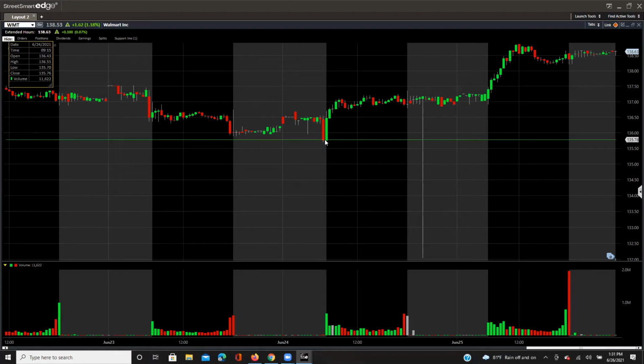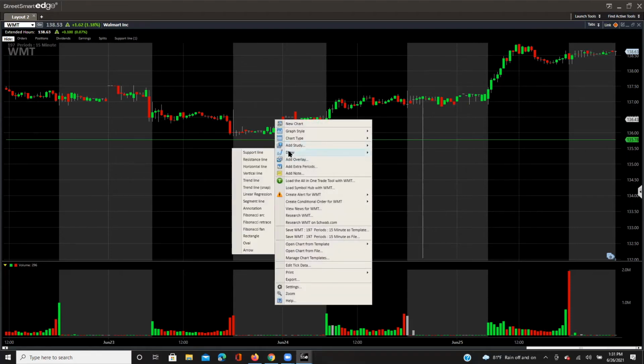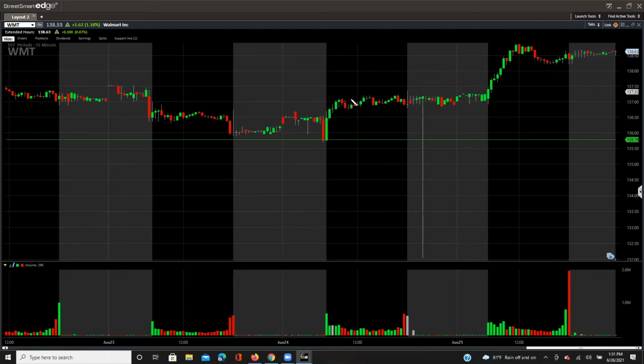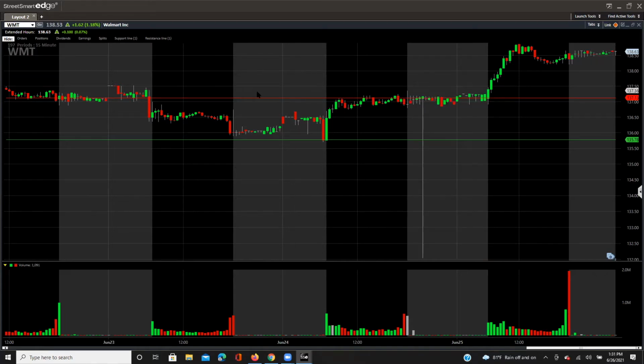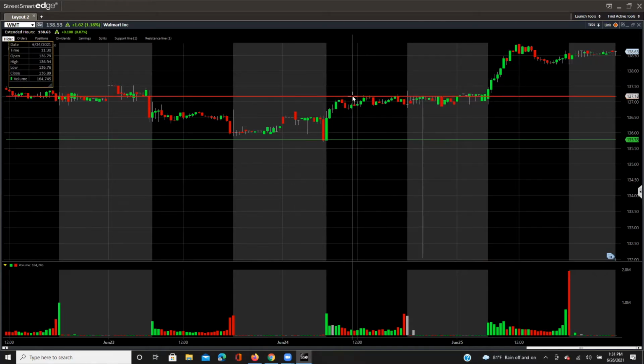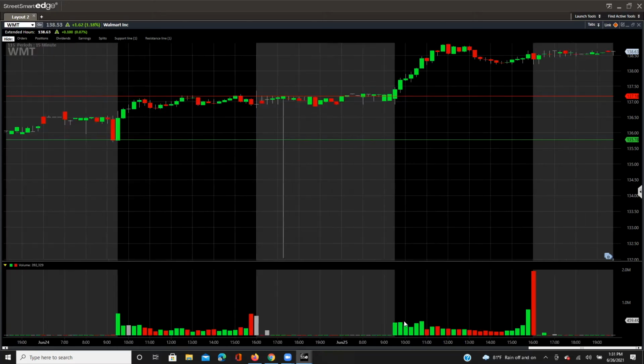So we see that this is the level that was lower, and then we see that this was the resistance for the previous session. So the idea is once price breaks above resistance, it should confirm that as a support level and then continue to go higher. How do we know that's going to happen? Volume right here. This is your best friend.